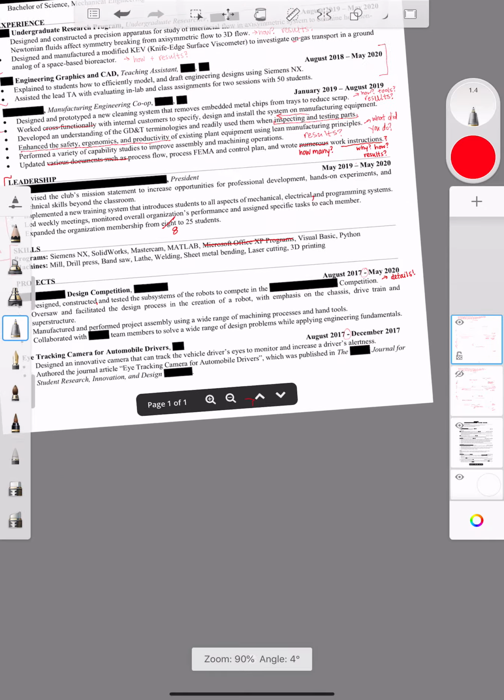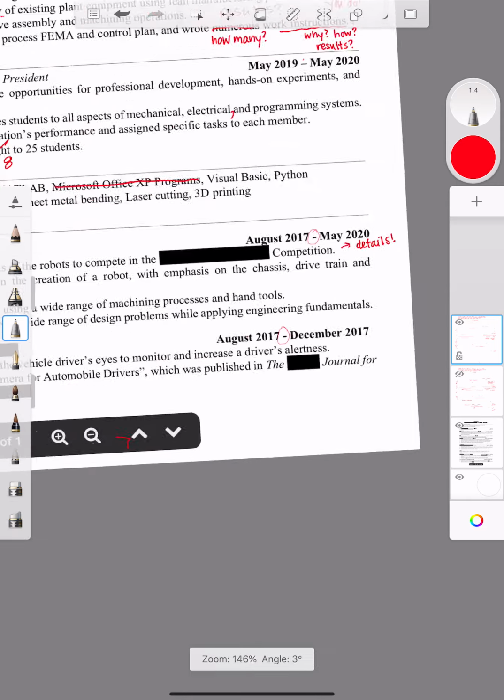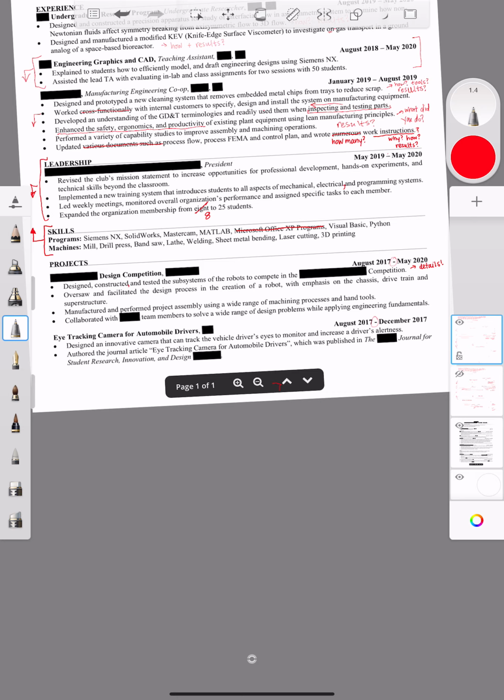I want what the results of the tests were. Did it fail any of the tests, and how did you respond to those failures and make it better? Did you, I don't know, use a lathe or something? I don't know. Or SolidWorks.